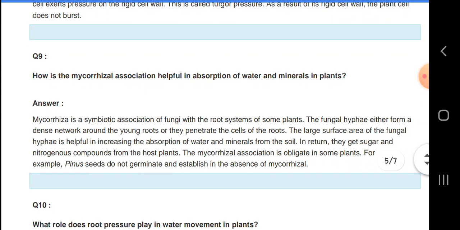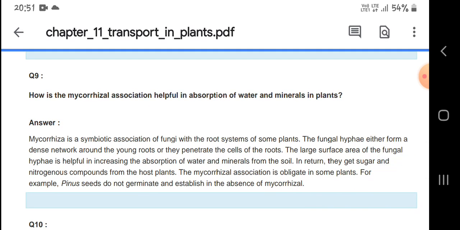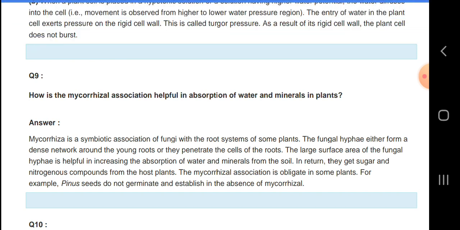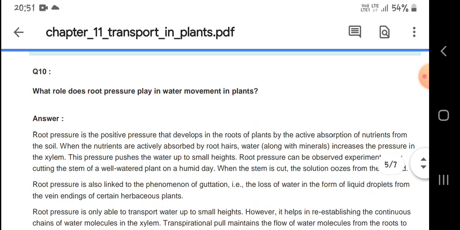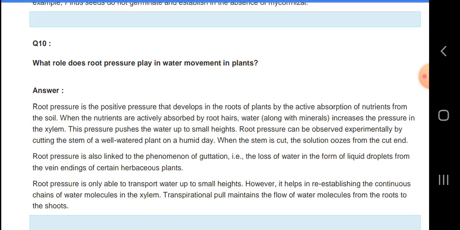Next, how does mycorrhizal association help in absorption of water and minerals? Mycorrhiza is a symbiotic association of fungi with the root system of some plants, and the fungal hyphae either form a dense network around the young root or penetrate the cells of the roots. It helps. Next, what role does root pressure play in the water movement in plants? So root pressure is the positive pressure that develops in the roots of the plant by the active absorption of nutrients from the soil.